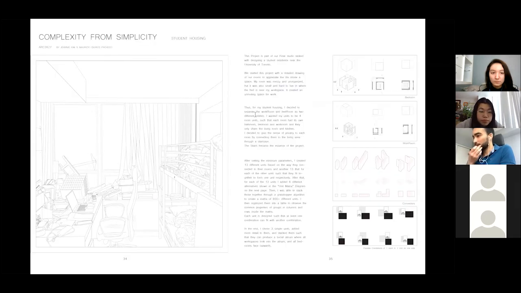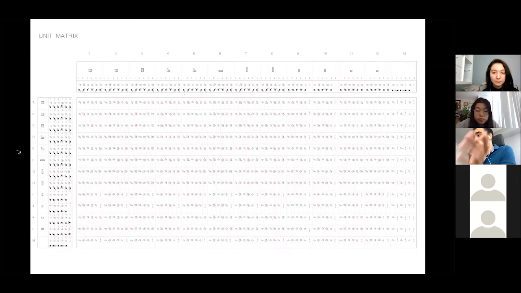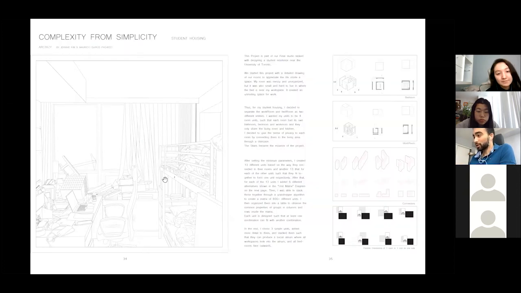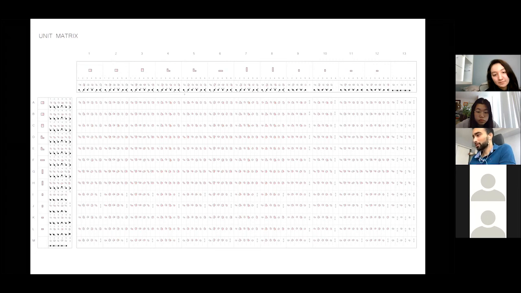And then my final project, the student housing project, was a lot of computation. So I did this big matrix, which is really hard to read or understand. If I were to go back to it, I would zoom in on one image and show it, because this is not readable at all and maybe unnecessary to include.